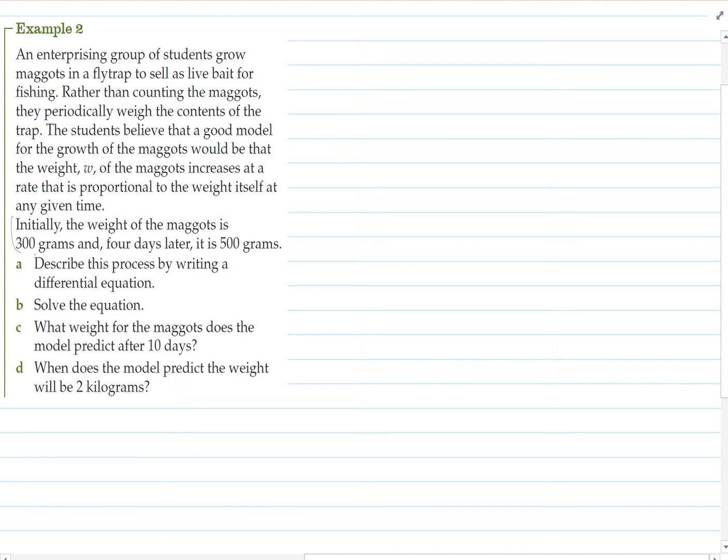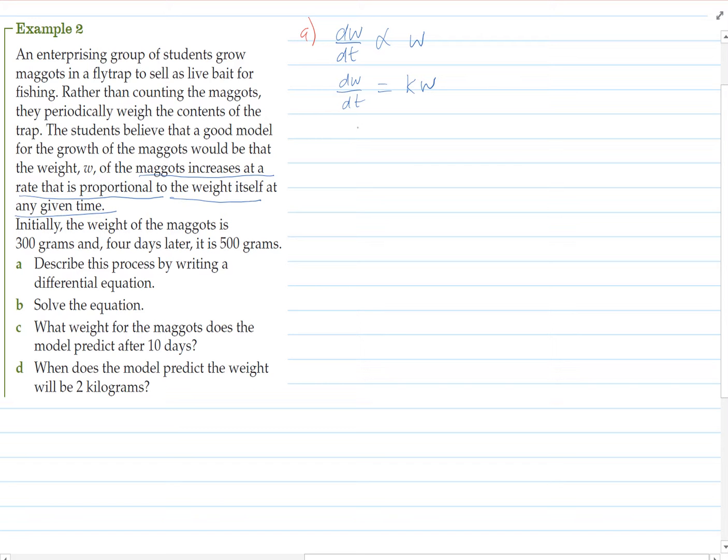So initially we have our initial conditions here, telling us the weight is 300, and then 4 days later it's 500 grams. Question 1 is asking us to describe this process by writing a differential equation. It says the maggots increase at a rate proportional to the weight itself at any given time. So change in weight with respect to change in time is equal to some constant times weight. You'll probably get used to this with these types of questions: if it's a proportional relationship, then it's the same as that variable being multiplied by some constant.